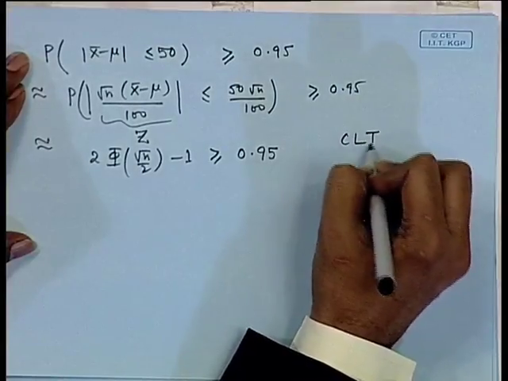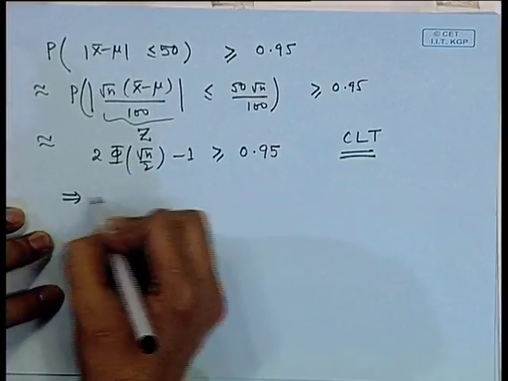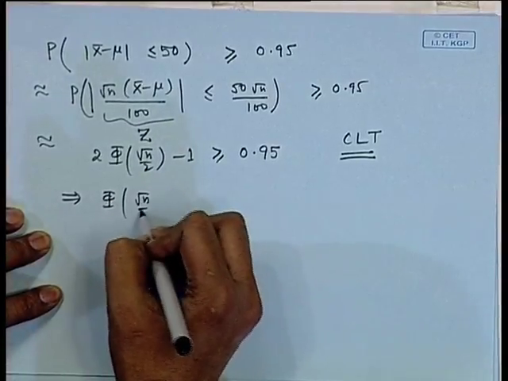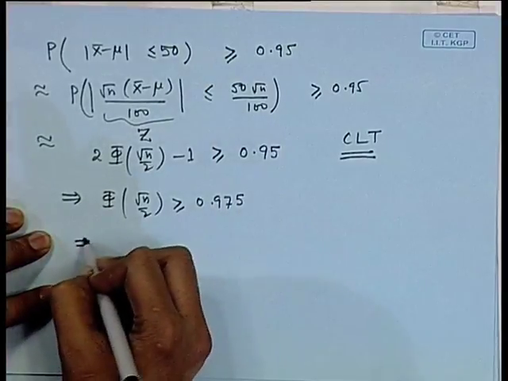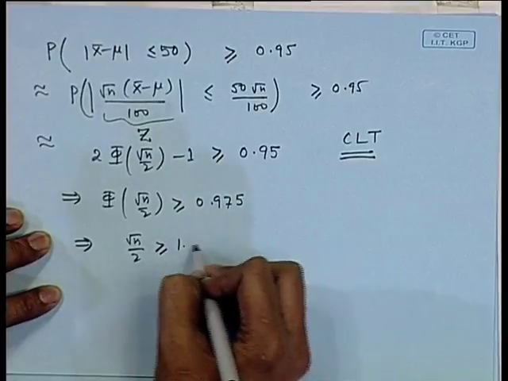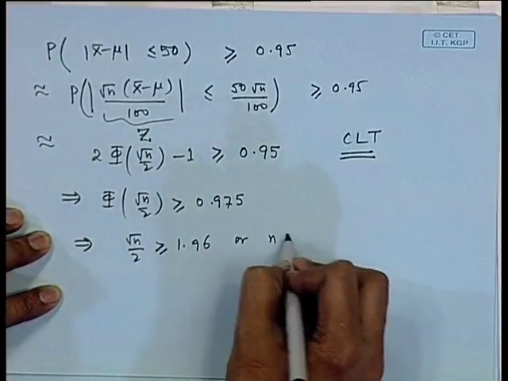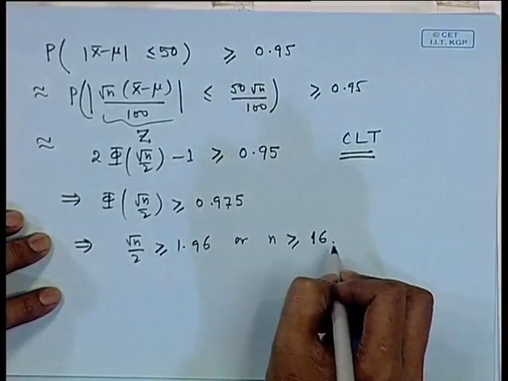So, I have made use of the central limit theorem here, and this gives us phi of root n by 2 greater than or equal to 0.975. So, from the tables of the normal distribution, root n by 2 must be greater than or equal to 1.96, or n must be greater than or equal to 16. So, we need a minimum sample size of 16, so that the sample average and the population average do not differ by more than 50, and the probability of that should be at least 0.95.